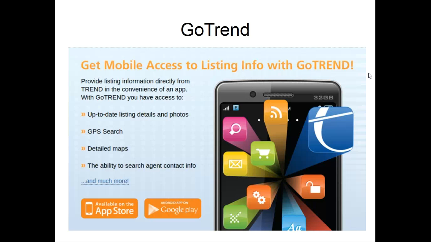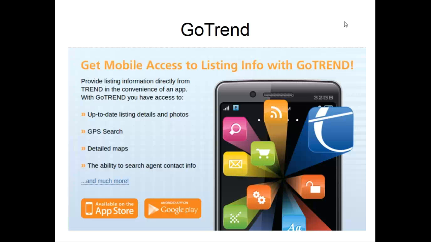So this training is going to be on GoTrend today, and GoTrend is the mobile app for Trend. So it will allow the agent and our clients, our buyers and sellers, to search for properties and get information on properties while they're mobile using their phones. And it has to be a smartphone, and particularly an Apple phone or an Android device.